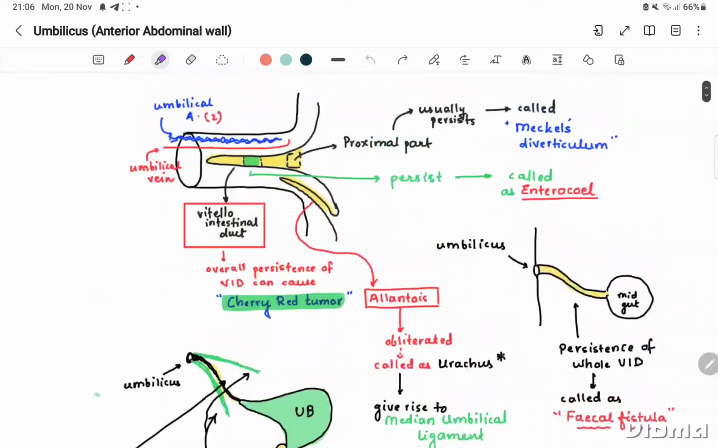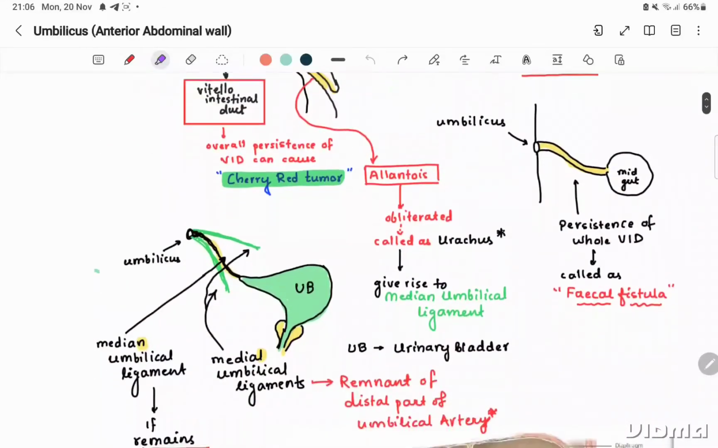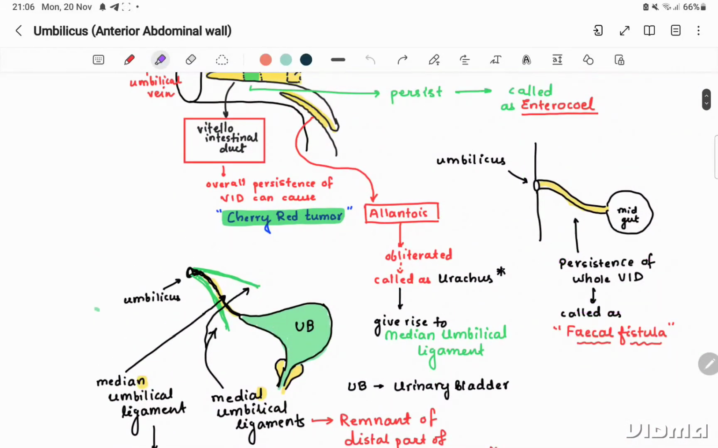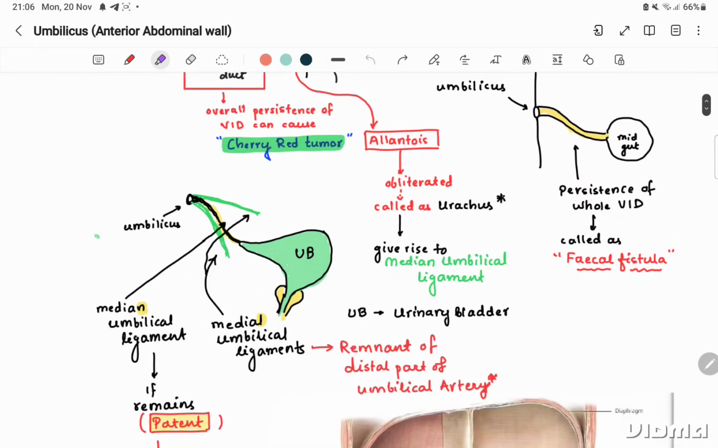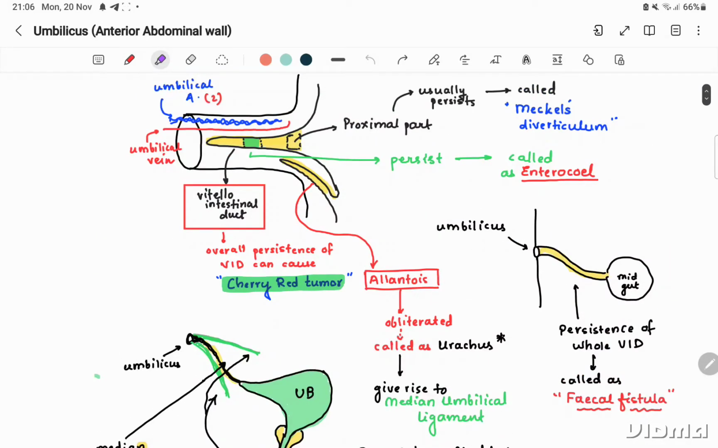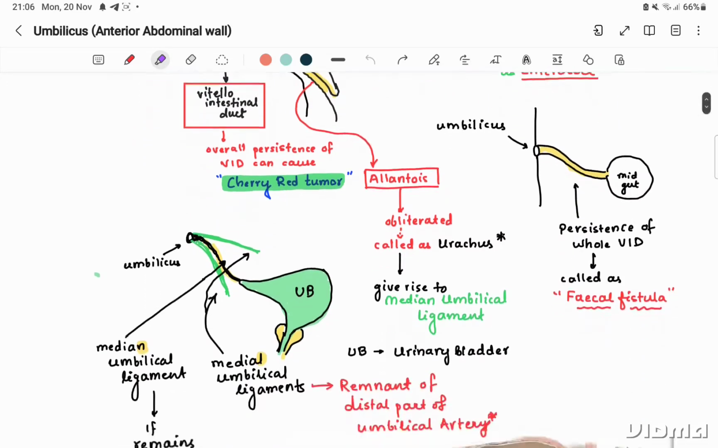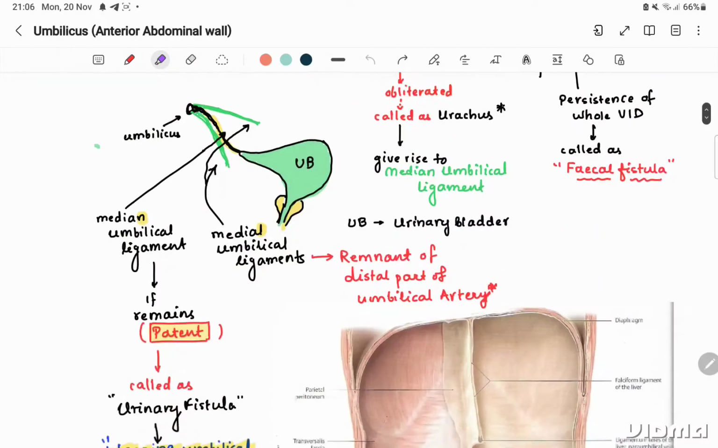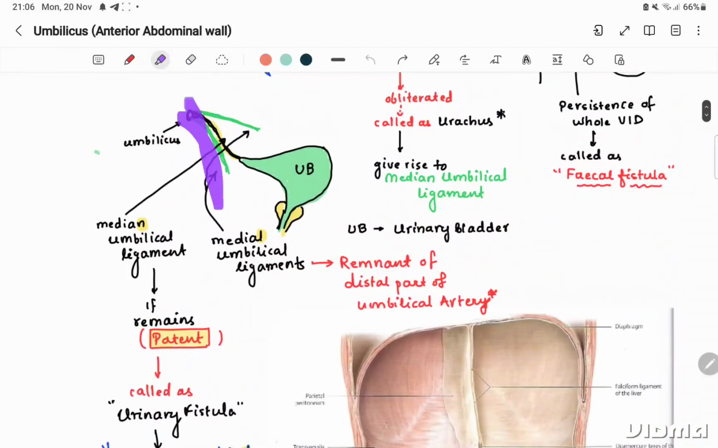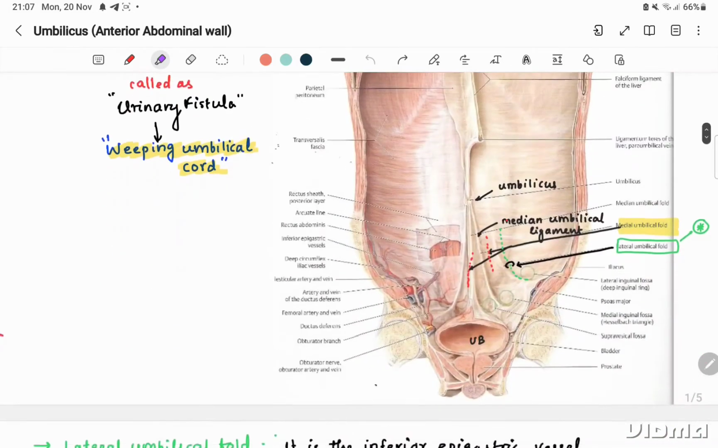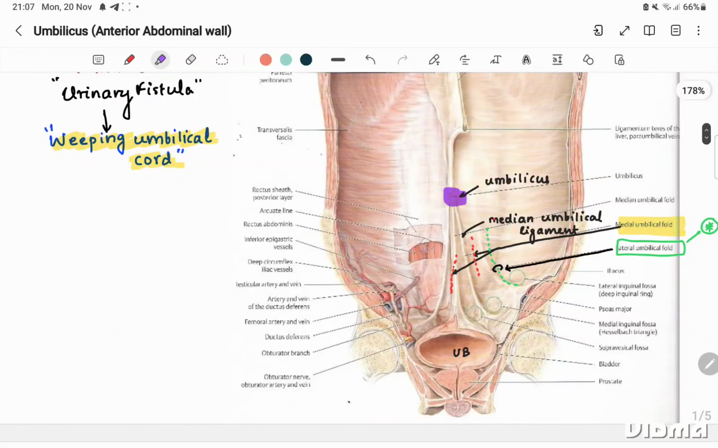Okay, understood. And if the persistence of the whole vitelo-intestinal duct is there, it is called a fecal fistula, where a cherry red tumor is seen. So we have the two medial umbilical ligaments, which are remnants of the distal part of the umbilical artery. This is the umbilicus, the median umbilical ligament, the medial umbilical ligaments. We have the lateral umbilical folds also.